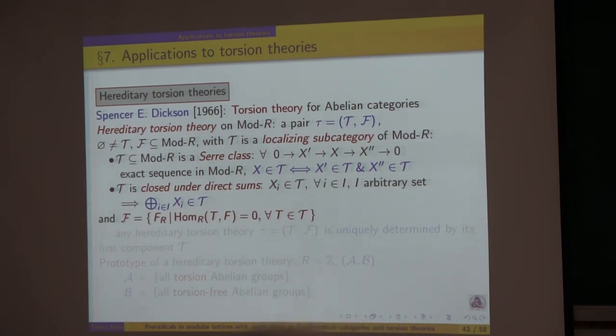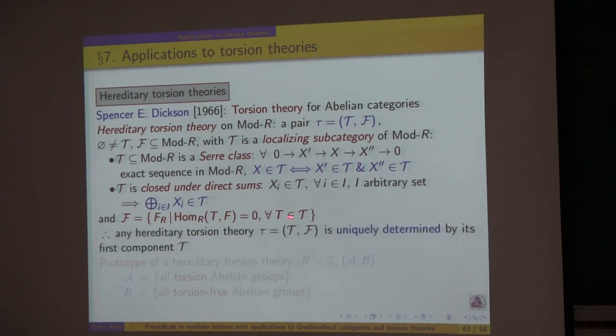So we have a pair of modules, a pair. There are many equivalent definitions for that. T, the first component, is the localizing subcategory, and F, the second component, is exactly the orthogonal. So all the modules which are orthogonal: this means Hom(T, F) is zero for T in T and F in F. That's all. It's the simplest one.